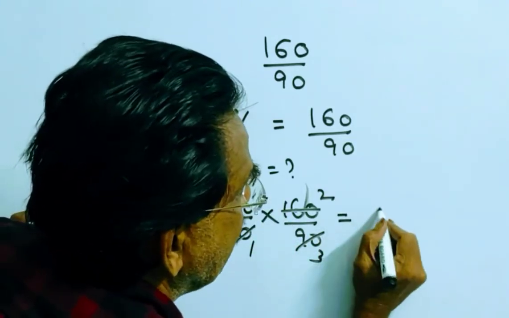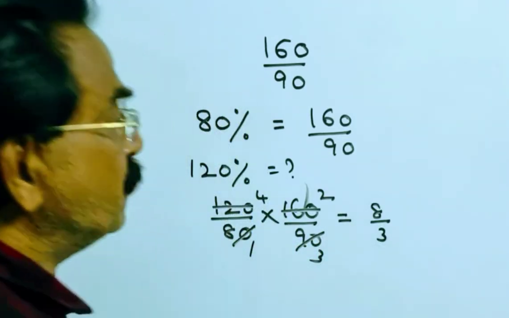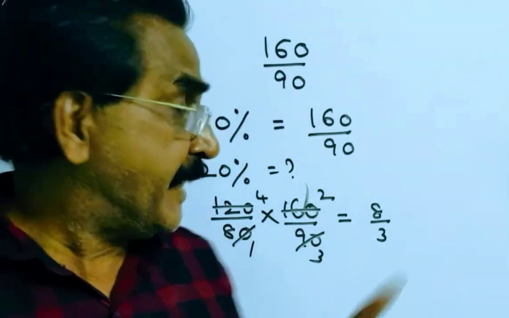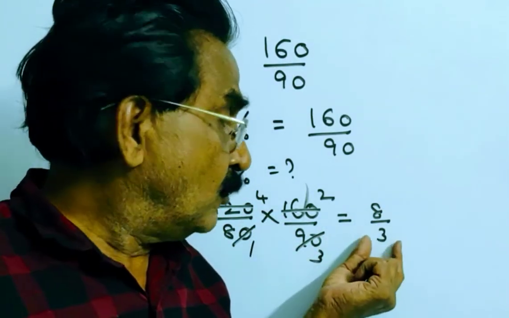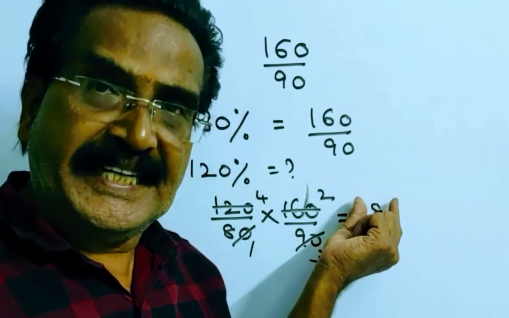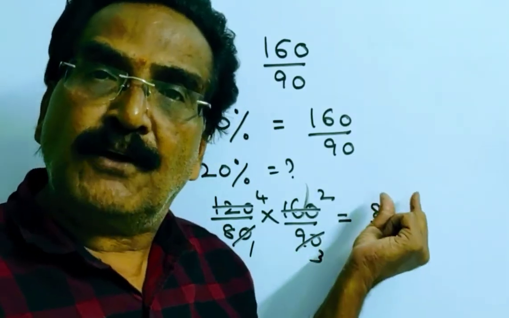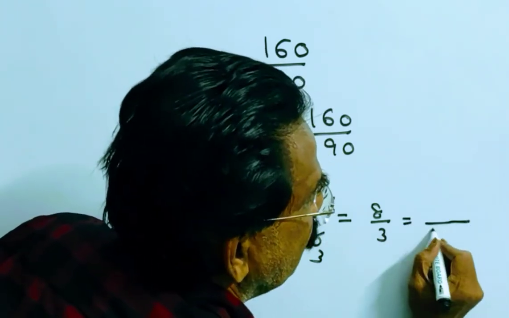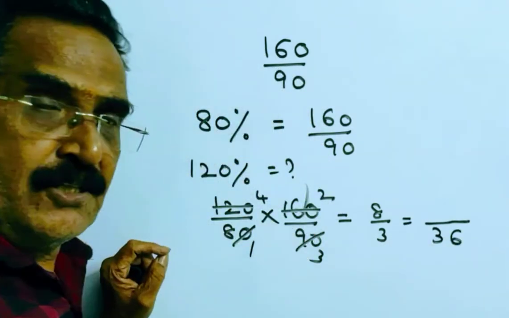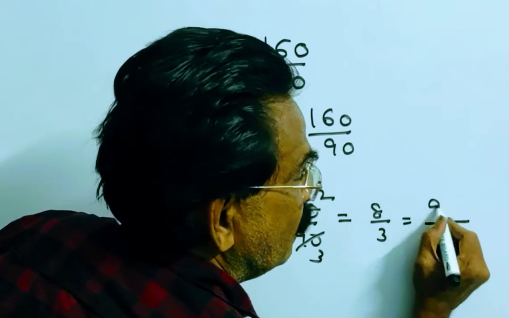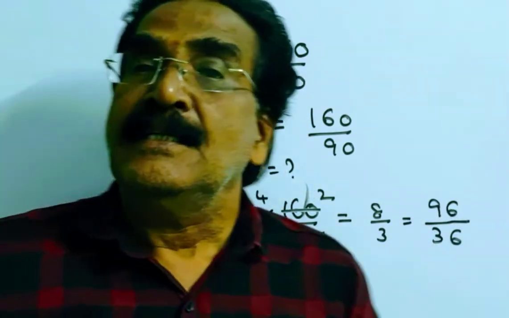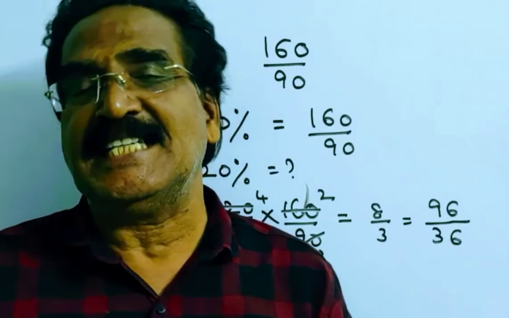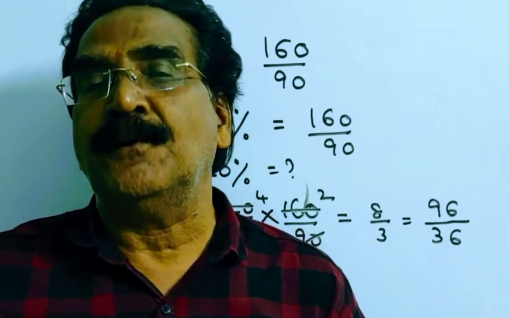So he has to sell each chocolate at 8 by 3 price. That means 3 chocolates for rupees 8. That means 12 threes, 36 chocolates for rupees 12 eights, 96. So he has to sell 36 chocolates for rupees 96 to make a profit of 20%, friends.